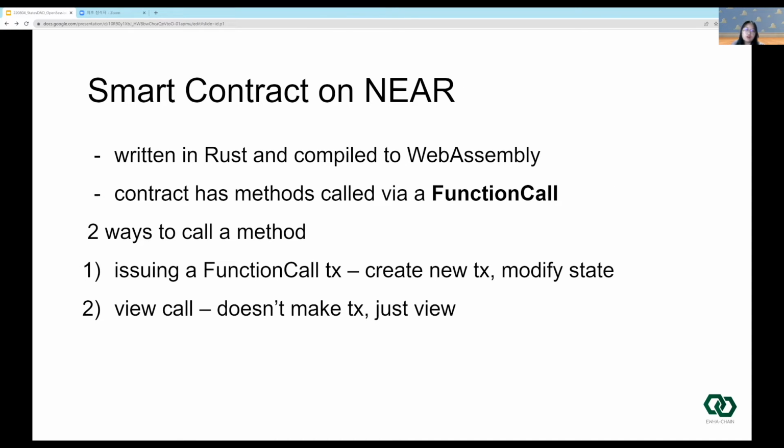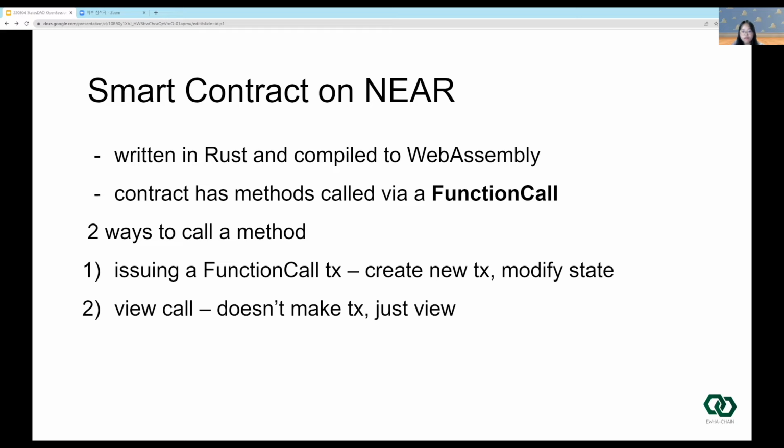Smart contracts on NEAR are written in Rust and compiled into WebAssembly. Each contract has one or more methods that can be called via a function call transaction. Methods may have arguments provided, so each smart contract call includes a payload that consists of the account ID, method name, and arguments. There are two ways to call a method on a smart contract.